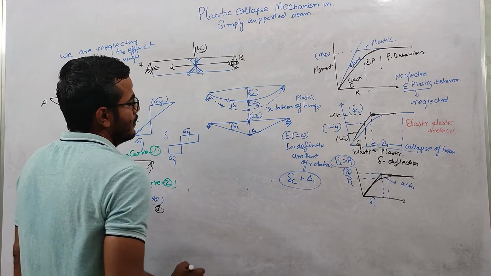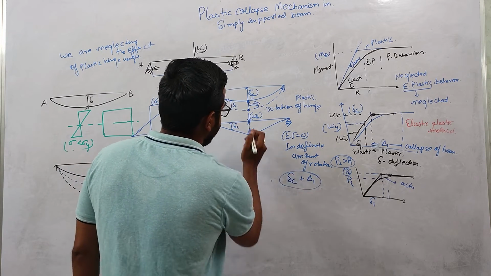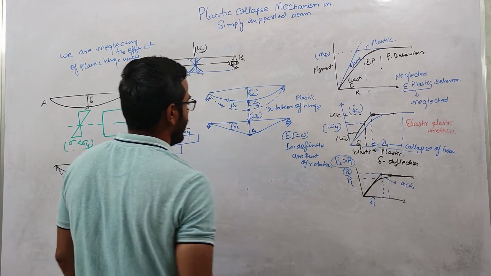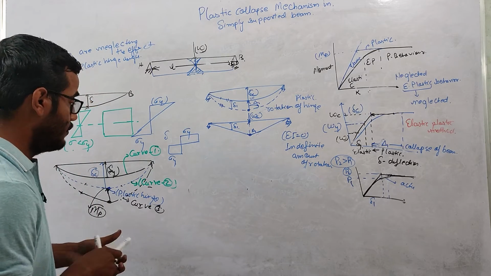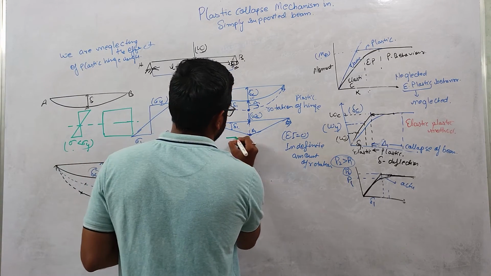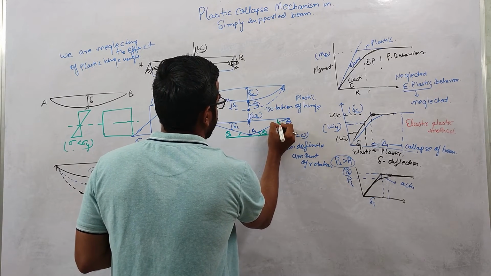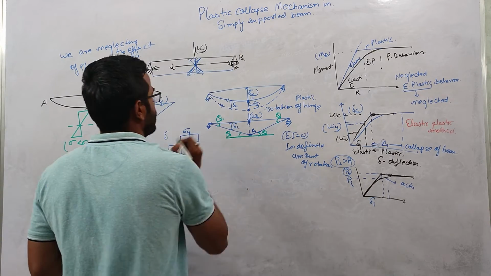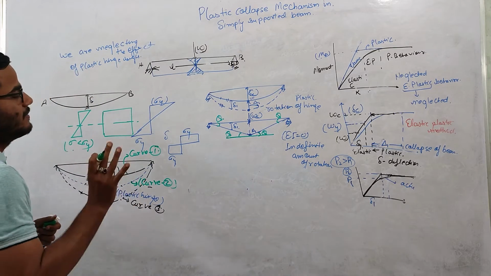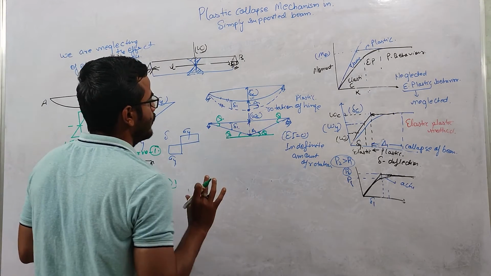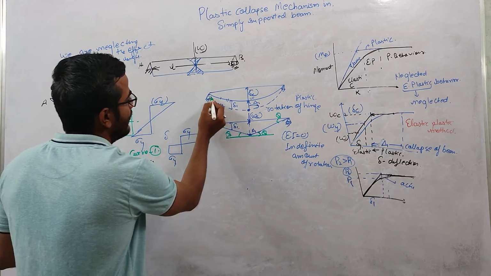Okay, so now this delta 1 is happening under the constant load. There will be some rotation. This is theta, this is theta. Here will be some theta. This movement is basically under the constant load, and the actual movement will be this.